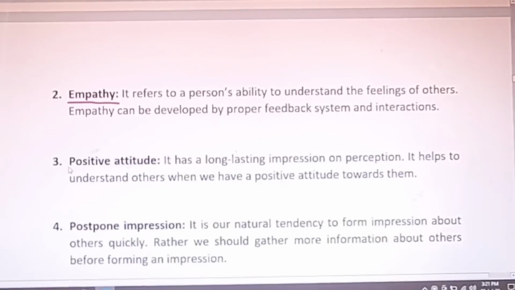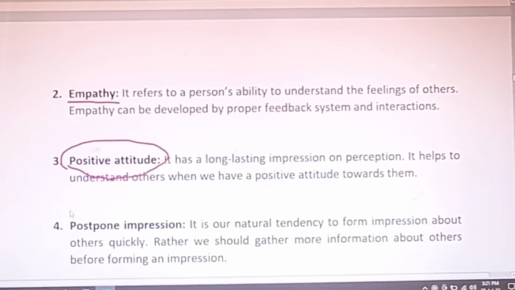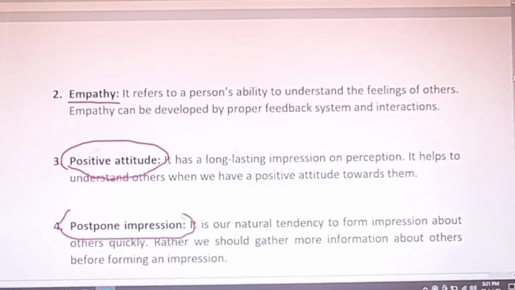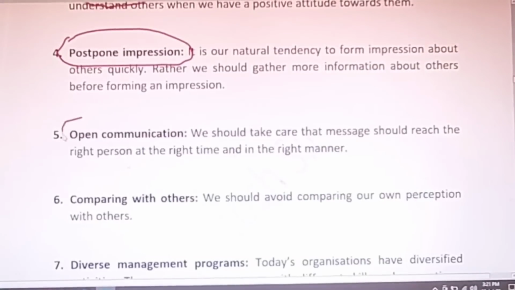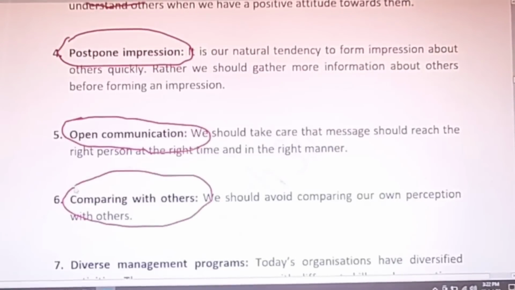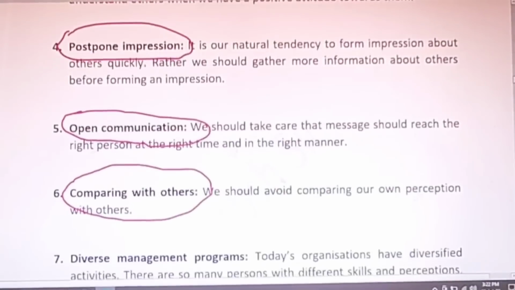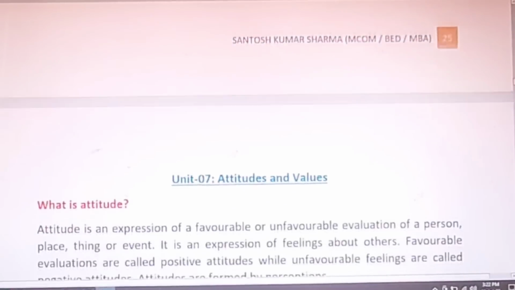And positive attitude: to learn to perceive something, you must have a positive attitude. Then comes postponing impressions. It is our natural tendency to form an impression about others quickly, so that should be avoided. We should take time, and then we should have open communication to have a good perception. We should stop comparing ourselves with others to have good perception. So like this, these are different processes of getting good perception.